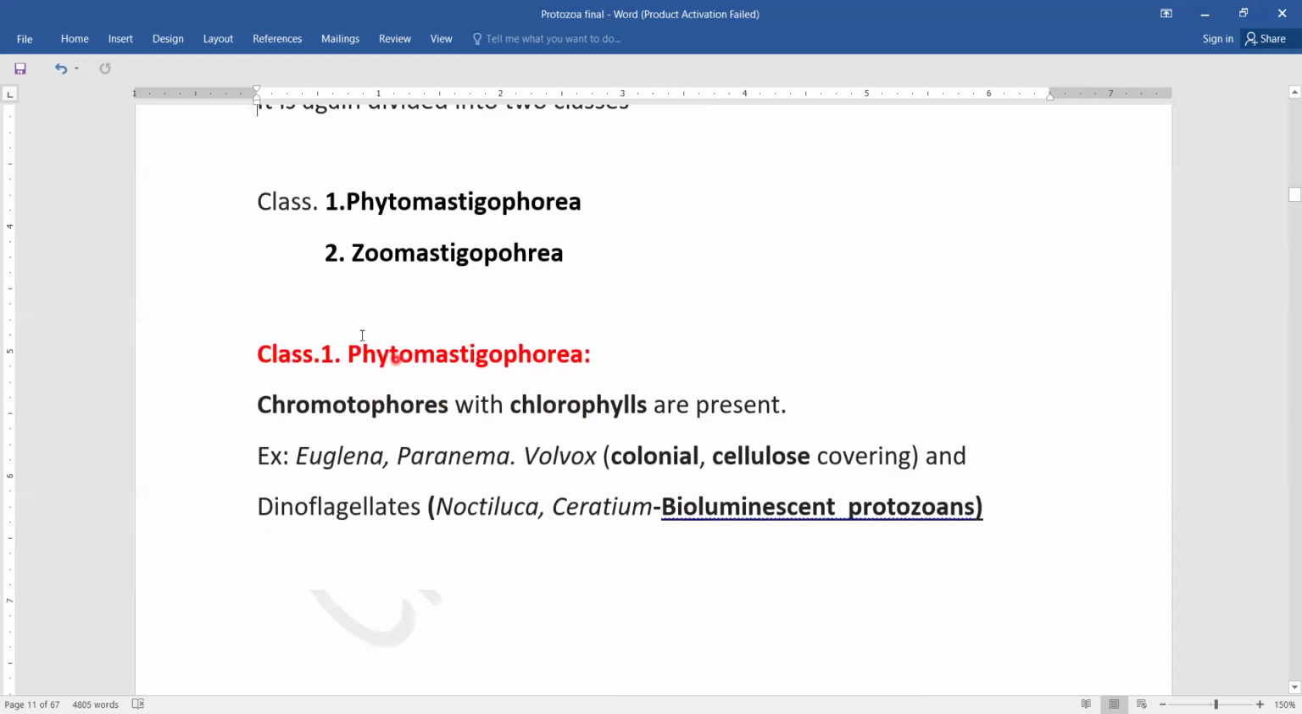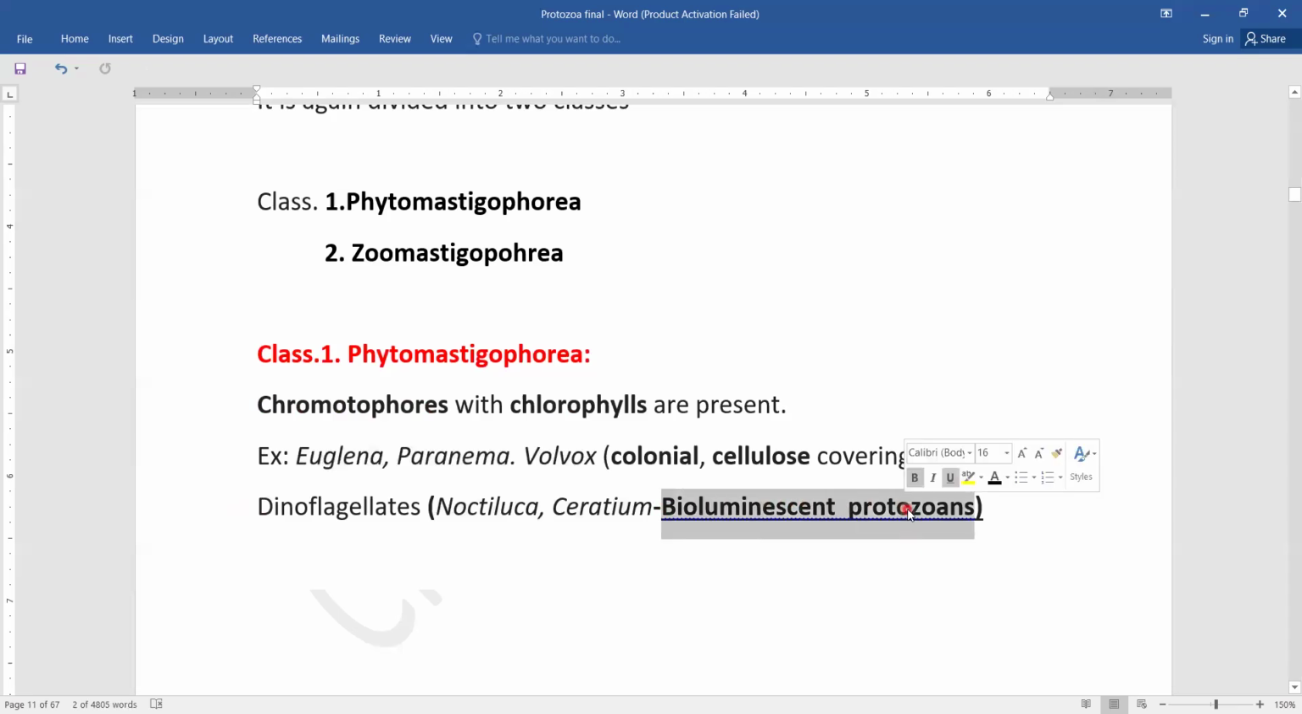You remember like that. Phyto అంటే ప్లాంట్ గుర్తుంచుకోండి. Here they contain chromatophores in which the chlorophyll pigments are present. Numerous examples: Euglena, Paranema, Volvox, which is colonial, with a cellulose-containing cell wall-like structure, and dinoflagellates. Very famous examples: Noctiluca, Ceratium. These are the two examples of dinoflagellates, which are the bioluminescent protozoans.